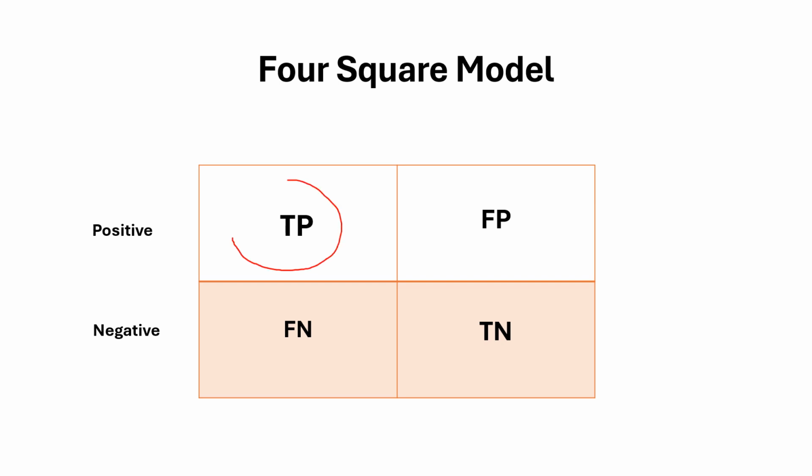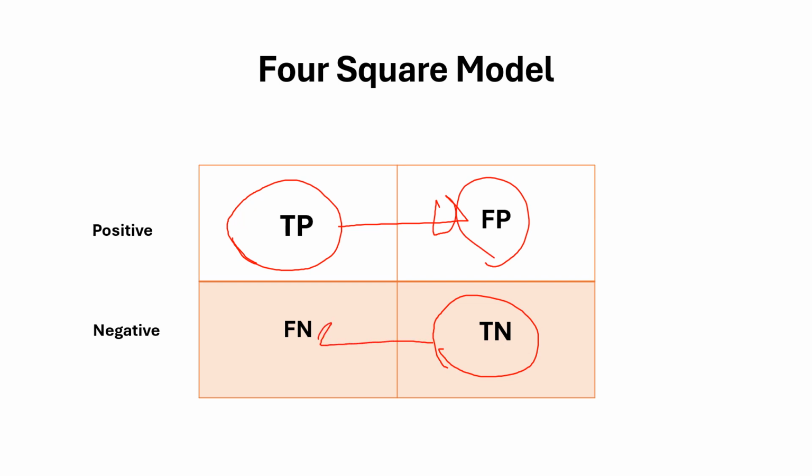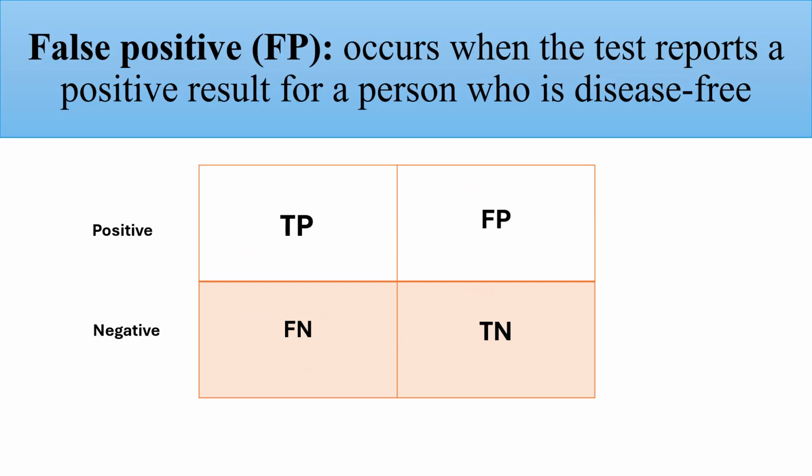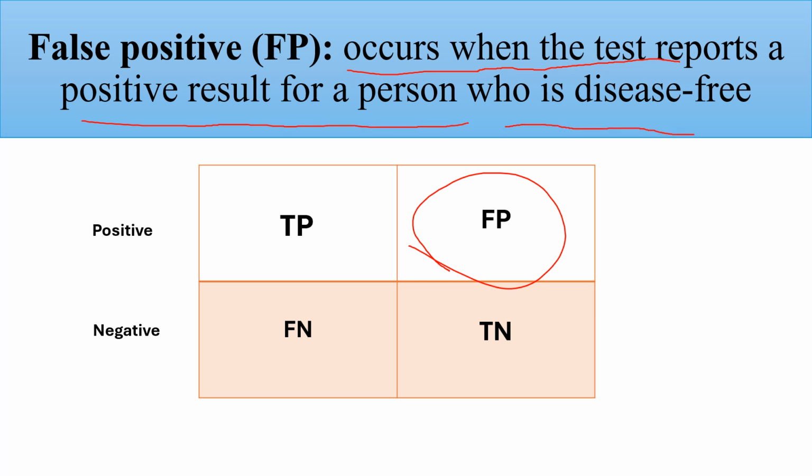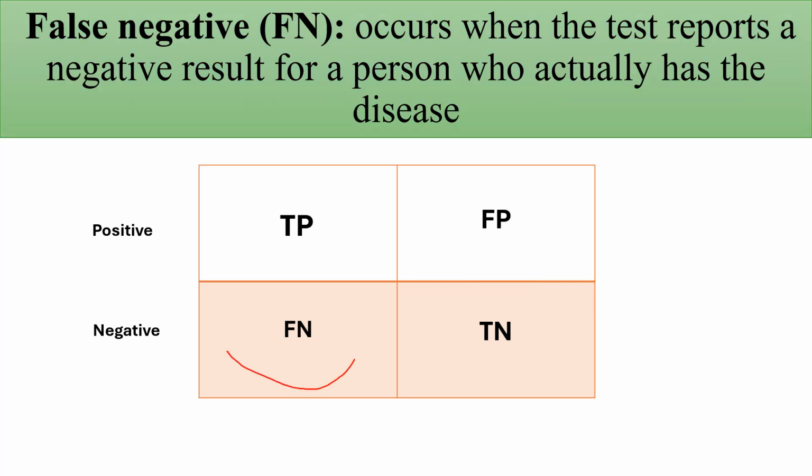Again, here is true positive, here is true negative, and the top part here will be false positive, and here will be false negative. What is false positive? False positive occurs when the test reports a positive result for a person who is disease-free. False negative. False negative occurs when the test reports a negative result for a person who actually has the disease.